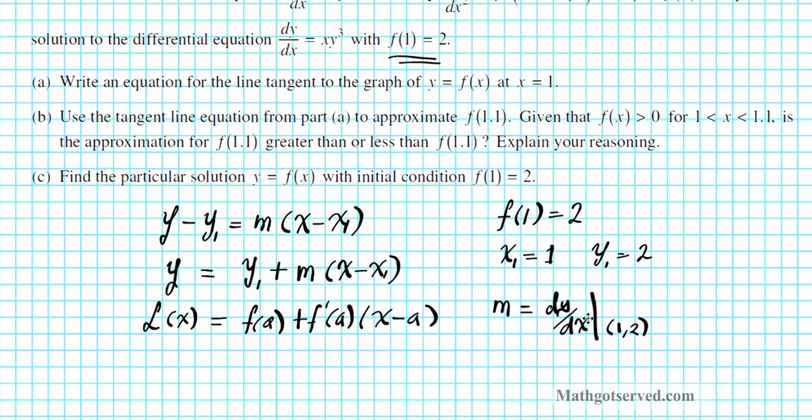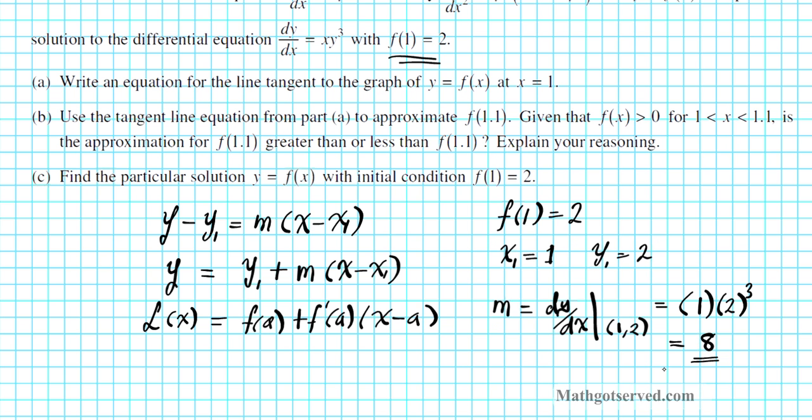Okay, so how do you find the derivative at that point? We'll simply plug in 1 and 2 into x and y in the differential equation. Okay, so we know that dy dx is x y to the third, so we'll just simply plug it here. 1 for x, and then 2 for y. 1 times 2 to the third. Final answer is going to be 8.